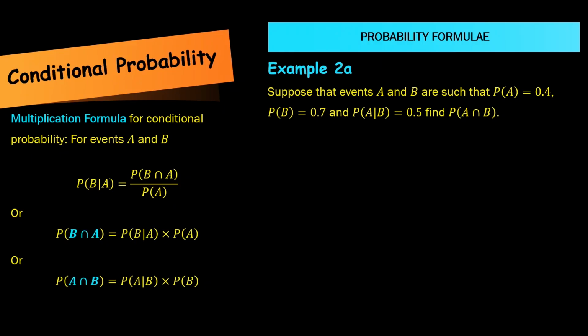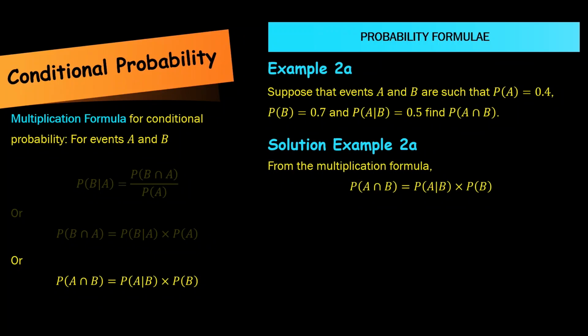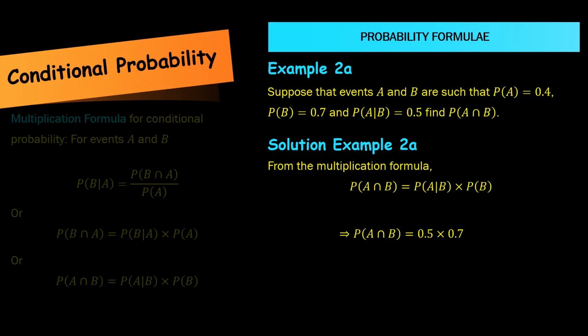So let's solve this. We're going to use this multiplication formula and plug in the required values. So probability of A given B equals 0.5, probability of B equals 0.7, and carrying out this multiplication gives us that the probability of A intersect B equals 0.35.